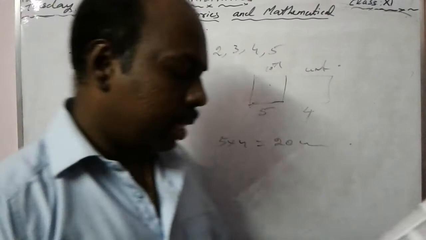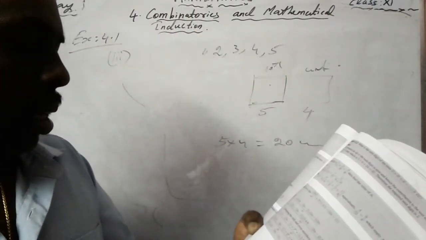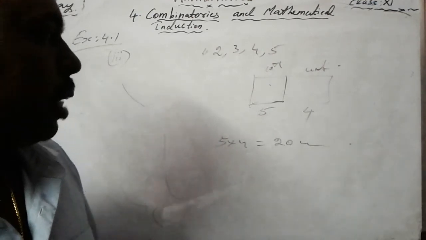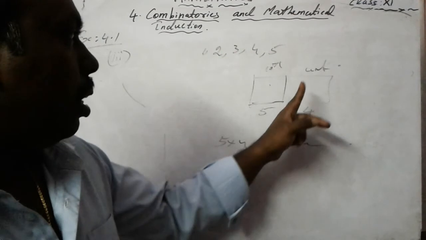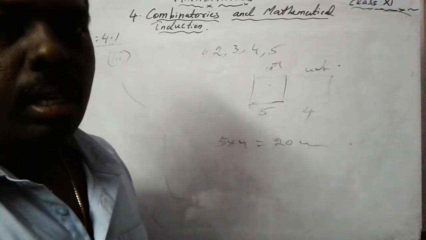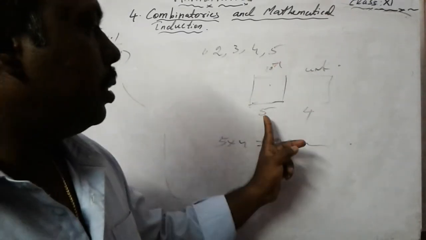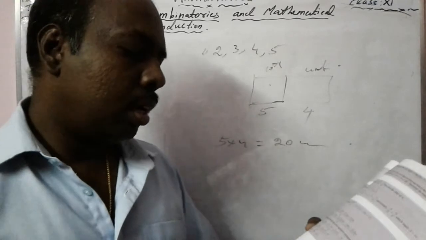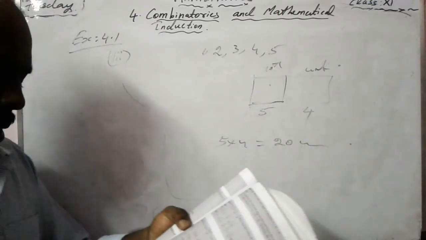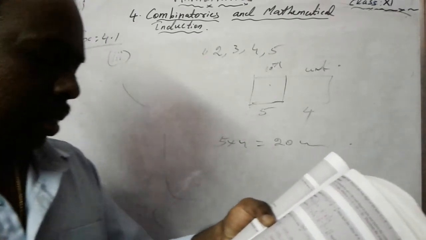So the steps we have to write like this. The number of ways the tens place can be filled is 5 ways. The number of ways the units place can be filled is 4 ways, because repetition is not allowed. So the total number of ways is 5 into 4, that is 20. So, fourth part.